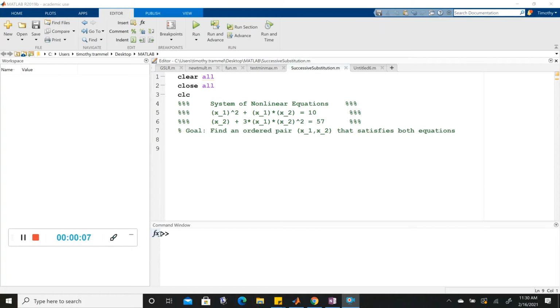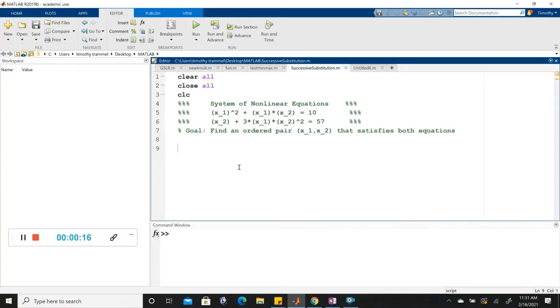Today we're going to be looking at successive substitution, which really just means we're going to be using the Gauss-Seidel method, but for nonlinear systems. Okay? And before we actually start that process, I'd like us to get an estimate of what the solution is. So let's maybe solve the two equations above for x2. See what we get here.